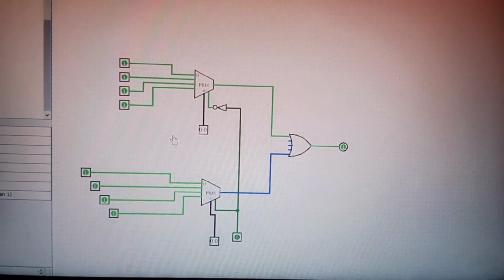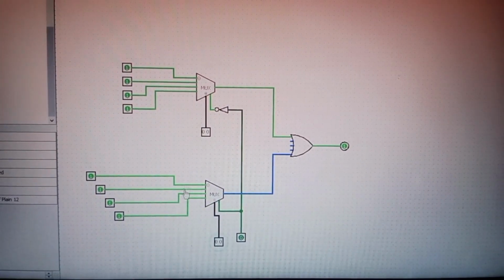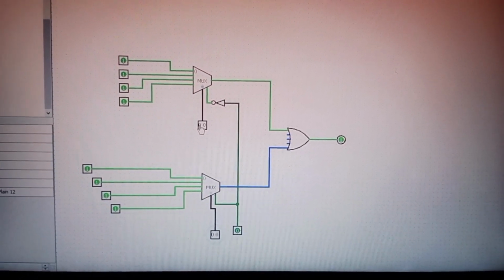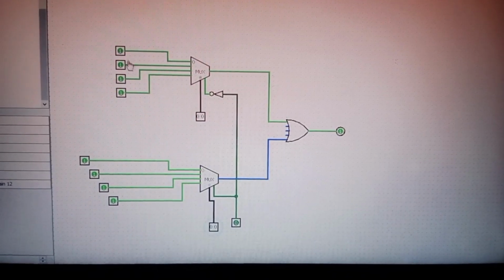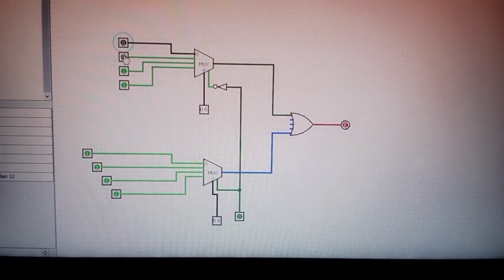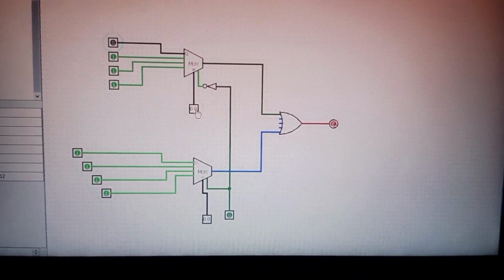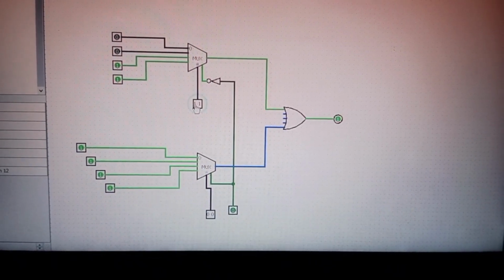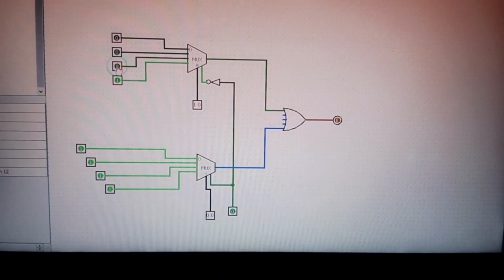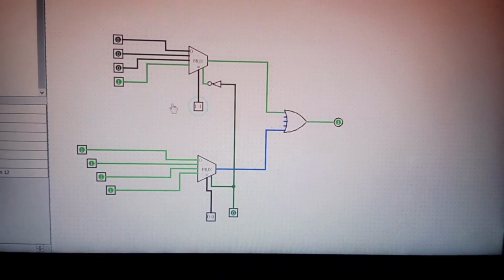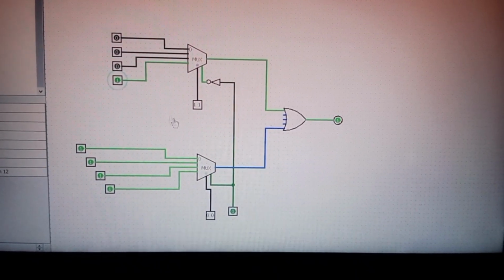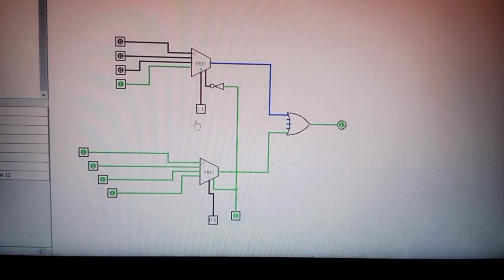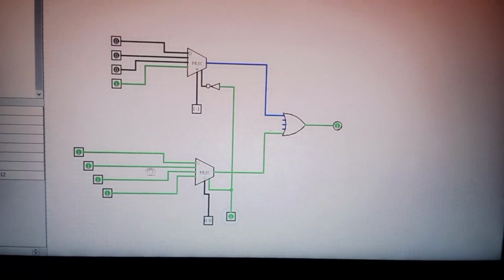Right now, this 4 cross 1 multiplexer is disabled and this one is enabled. Right now, this is enabled and this is disabled.